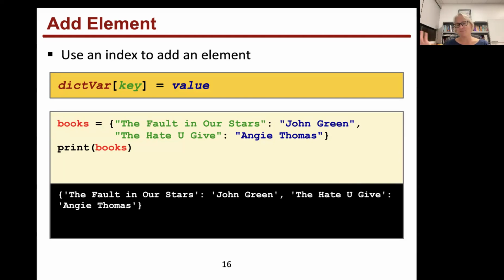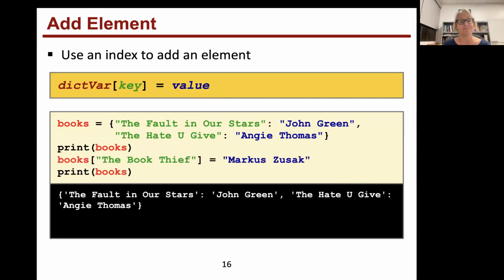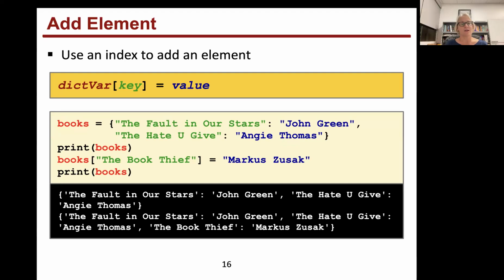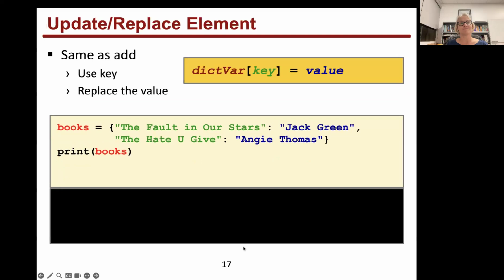So when I print it, we get that ugly print with the single quotes, the curly braces and everything. But you see here that we have two elements in our dictionary. And then here, we're going to add in another element by giving a new key, The Book Thief, and the author to that book. And when I print it out again, you'll see that now we have 3 elements. We have 3 book titles and their corresponding authors.